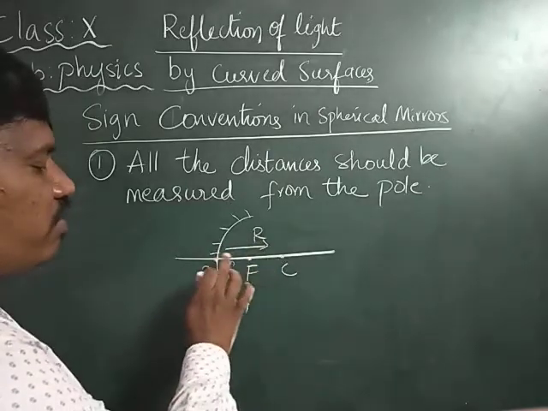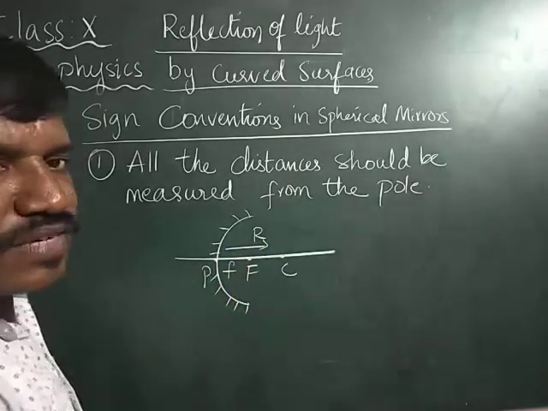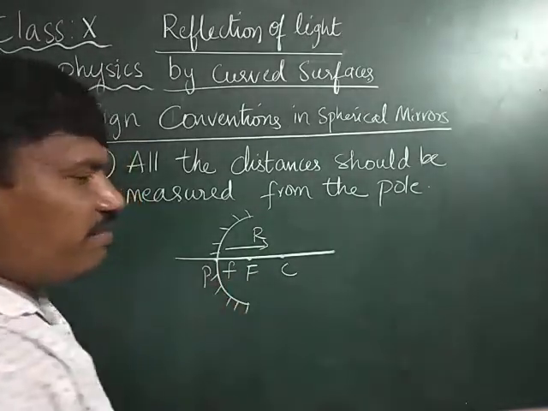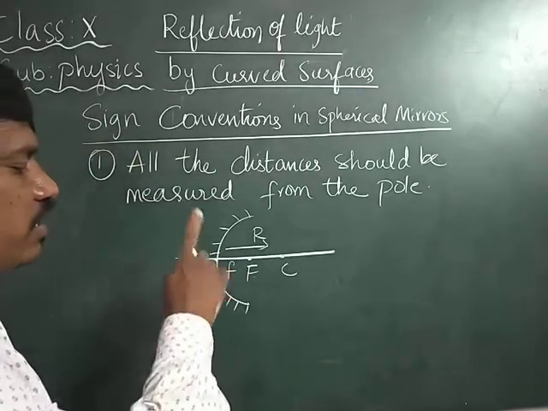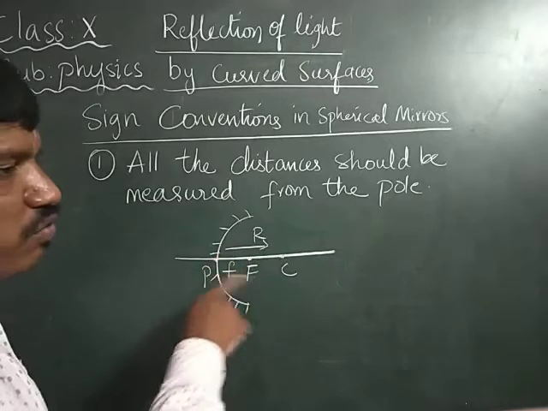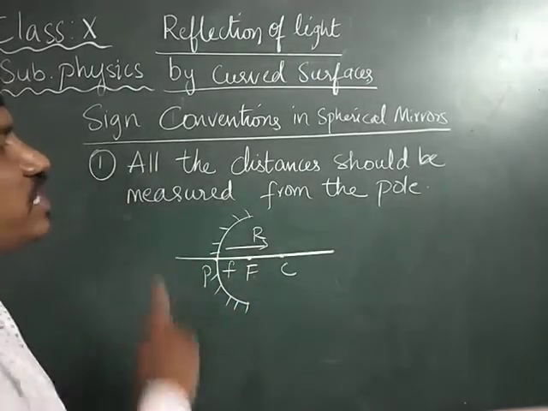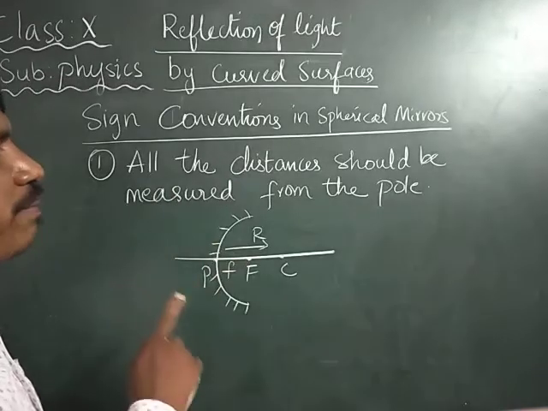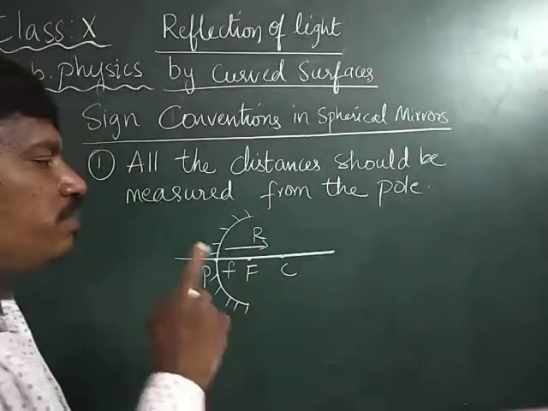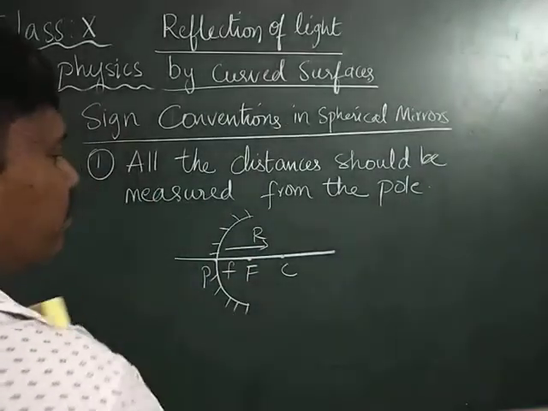When we are writing, we should write PC, not CP. We should not write CP or FP. We should write PF. PF is nothing but the focal length, and PC is the radius of curvature. Therefore, that is the first rule: all the distances should be measured from the pole only.